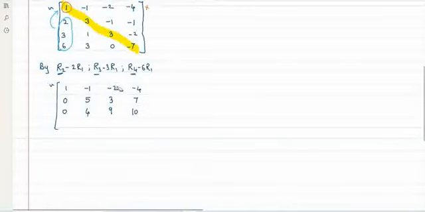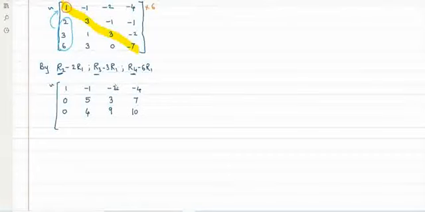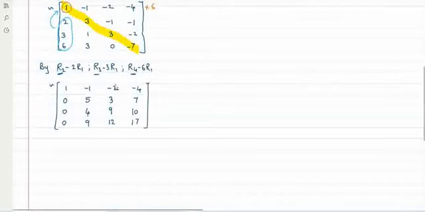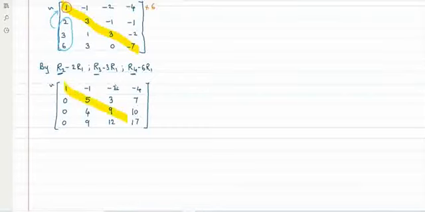For the last one, you have to multiply by 6 and subtract. Now, 6 minus 6 is 0, obviously. 3 minus minus plus 6 is 9. 0 minus minus 12 is 12. Next one is 17. So 0, 9, 12, 17. So this is a new equivalent matrix. This is your diagonal entry. You have to follow this standard process only.